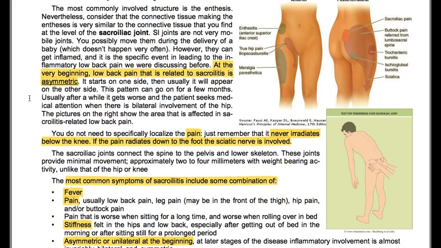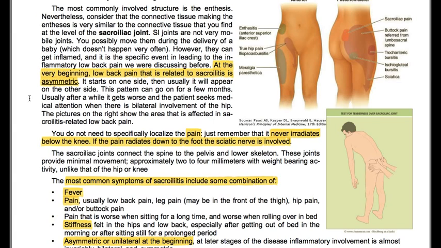At the very beginning, low back pain that is related to sacroiliitis is asymmetric. It starts on one side, then usually it will appear on the other side. This pattern can go on for a few months. Usually, after a while, it gets worse and the patient seeks medical attention when there is bilateral involvement of the hip. The pictures on the right show the area that is affected in sacroiliitis related low back pain.